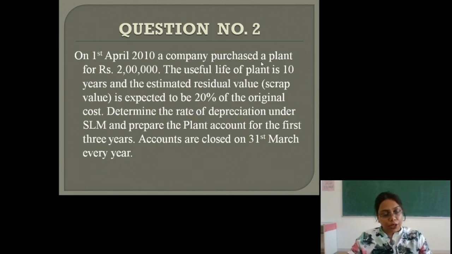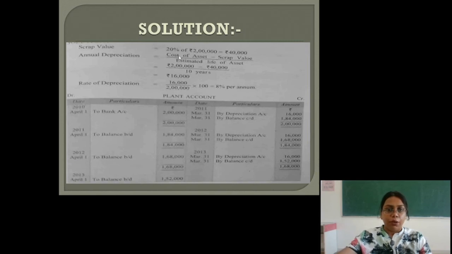So this question is very clear: on 1st April 2010, a company has purchased a plant for rupees 2 lakh. The life of this machinery or plant will be 10 years and the scrap value is 20% of the original cost. So we'll have to calculate the scrap value in this case. How will we calculate? The scrap value will be 20% of 2 lakh. So 20% of 2 lakh will be 40,000. Okay, so the scrap value will be 40,000.